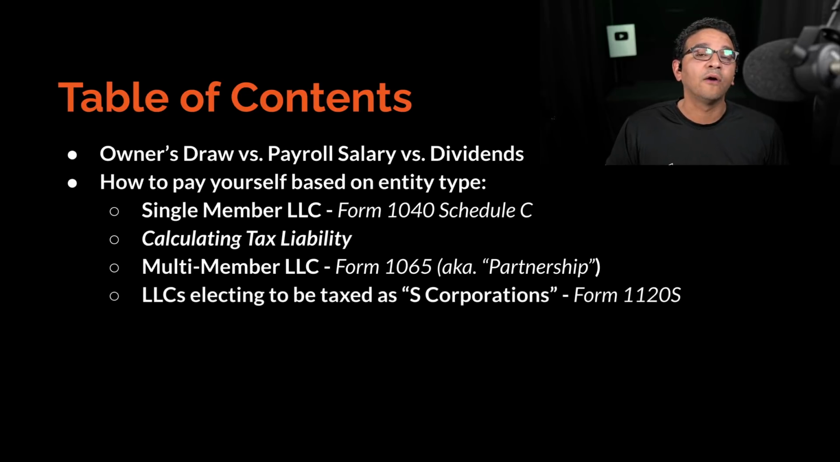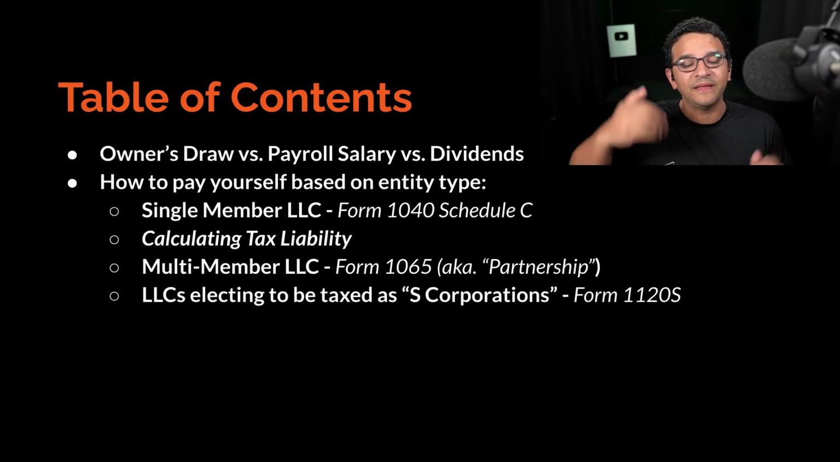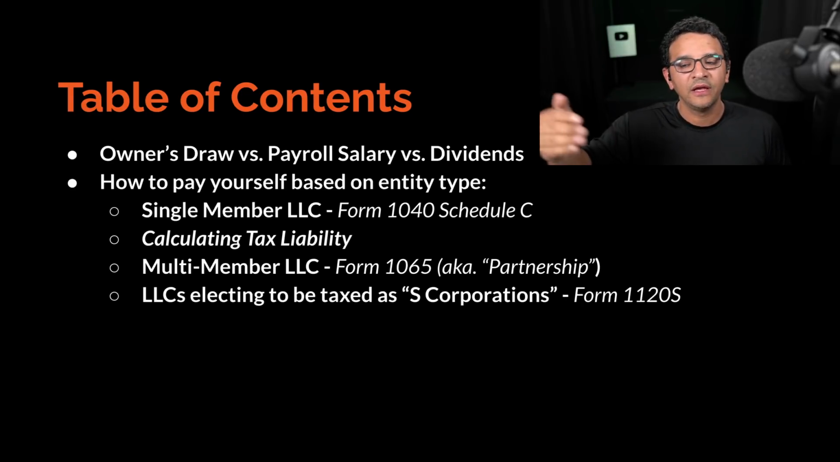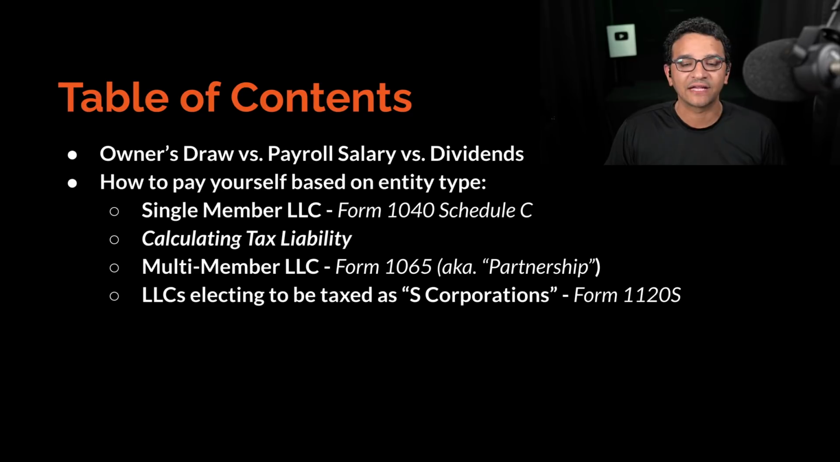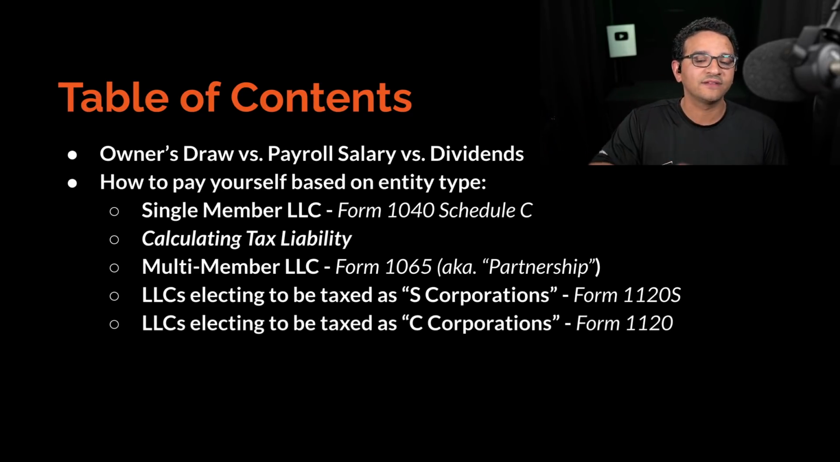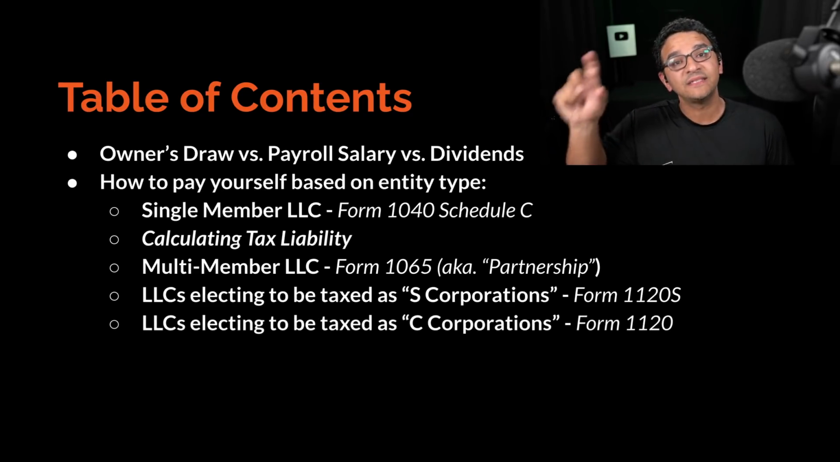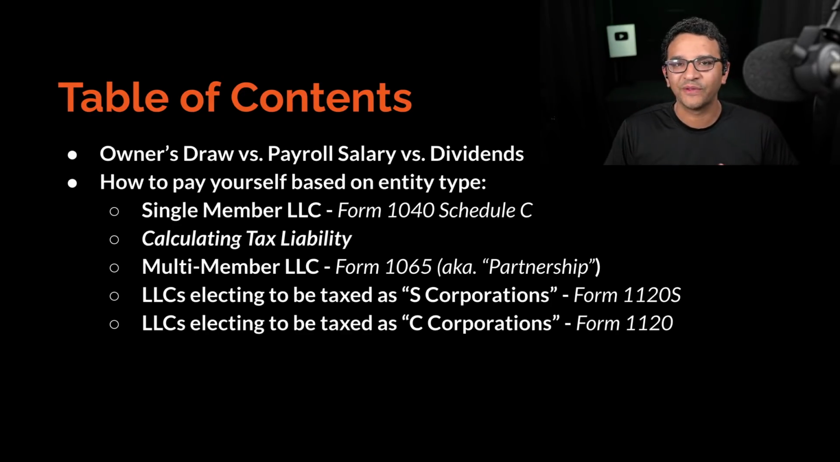Now, we're going to discuss the third entity type, which is an LLC that made the election to be taxed as an S corporation, which would file Form 1120-S on the tax return. And then we're going to discuss the 4th type, which is LLCs that elect to be taxed as C corporations. And C corporations file with Form 1120. Again, if you don't file your own returns, something for your accountant to worry about.